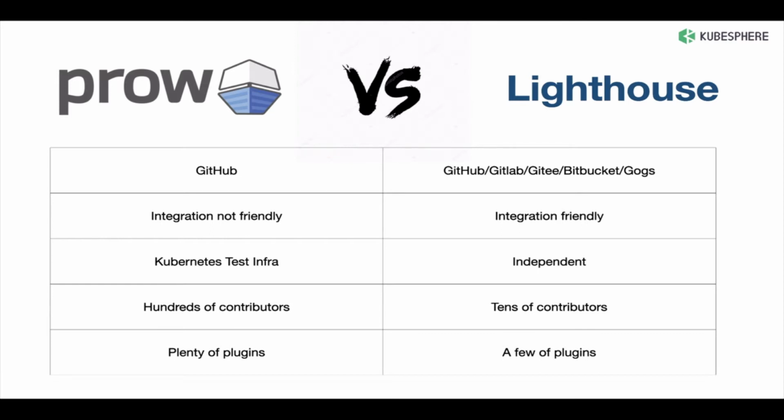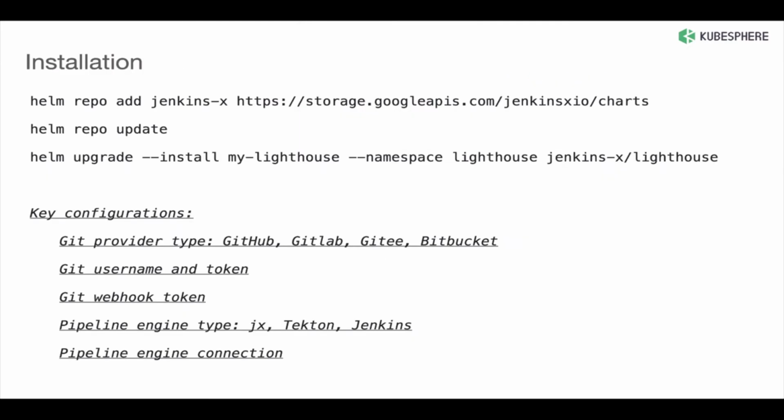But fortunately, Lighthouse and Prow have the same codebase, so it is very easy to reuse the plugins from Prow. Okay, next step, let us talk about the installation. It is very easy to install it. Just need to add the Helm chart repo and update it, then install it.